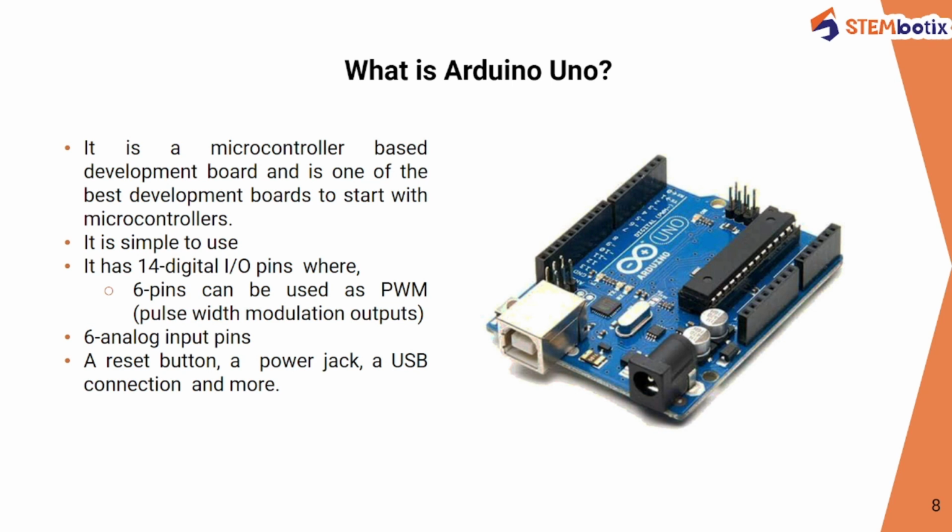it has a total of 20 pins, from which 14 are digital input and output pins. Means from 20 different pins it has 14 digital input and output pins. 6 of them are PWM pins, means pulse width modulation pins, and 6 are analog input, only analog input pins. Also a reset button, a power jack, a USB connection, and many more. So this is one of the Arduino boards, which is specifically an Arduino Uno.